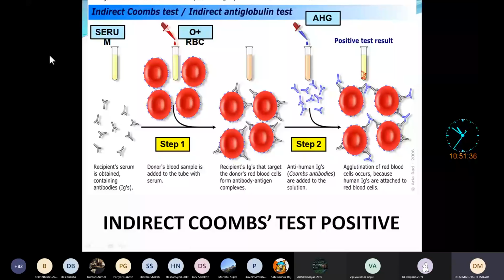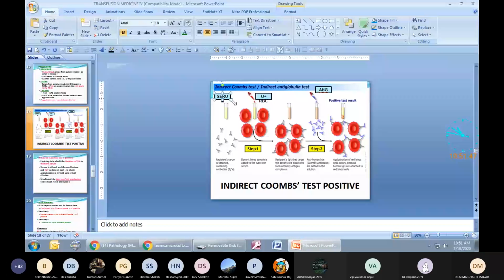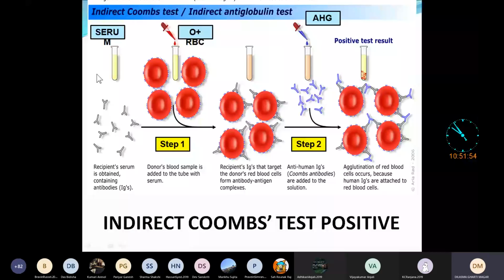Now I want to explain this picture to you. In the indirect Coombs test, we take the serum from the clotted blood, and the serum has the antibodies. On the left side you can see the antibodies, like a Y signal. Now we take the RBCs from O positive blood, which acts as a control, and we mix them with the serum having the antibody.